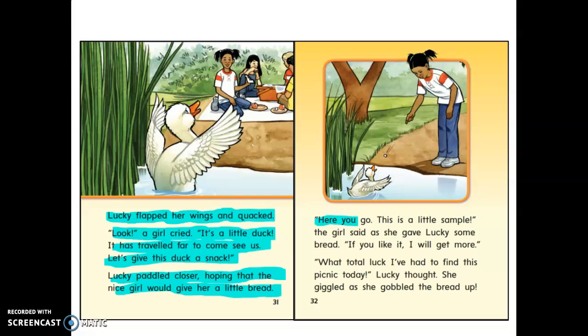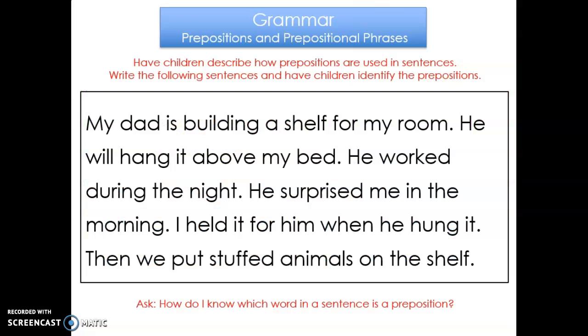Next page. Here you go. This is a little sample, the girl said as she gave Lucky some bread. If you like it, I will get more. What total luck I've had to find this picnic today, Lucky thought. She giggled as she gobbled the bread up. So she wanted bread at the beginning of the story, and she was lucky enough to find that family who was having a picnic so that she got bread.